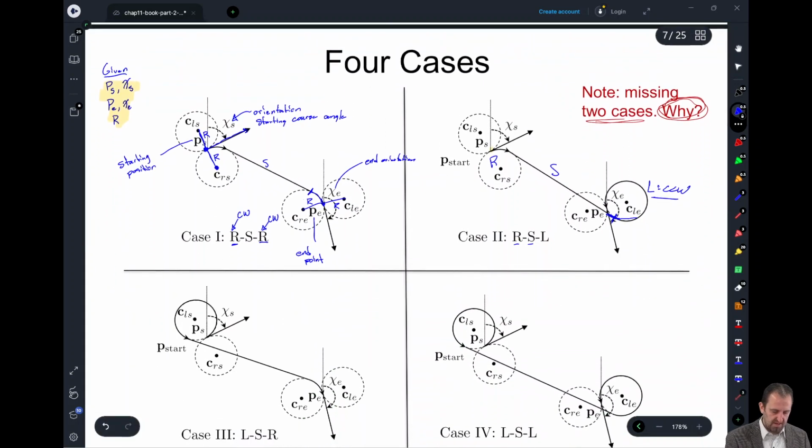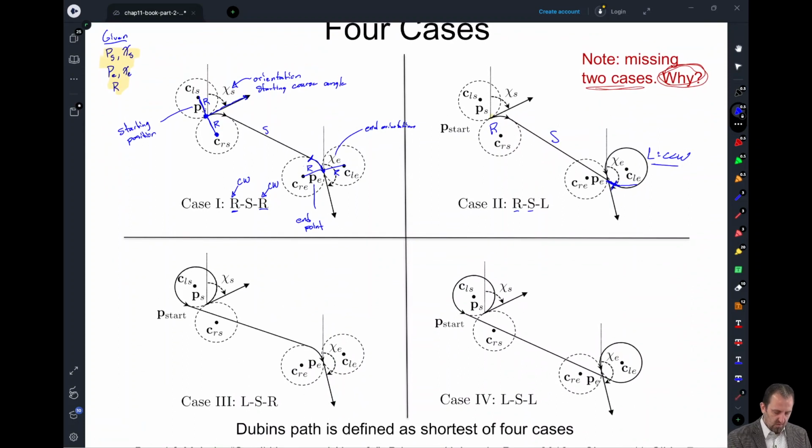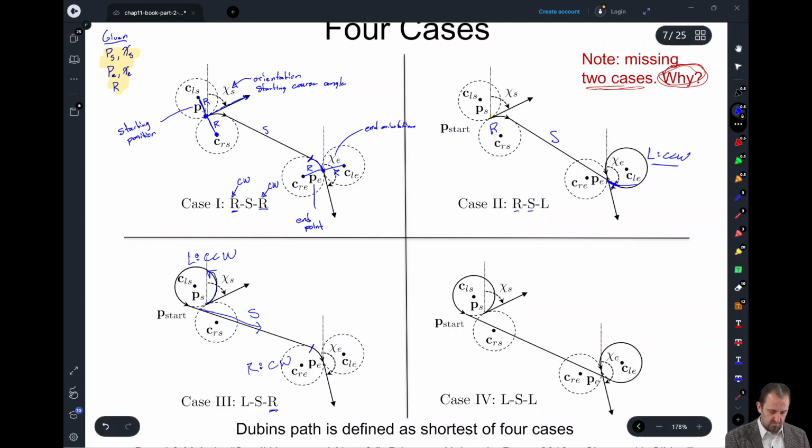Another possible path is case 3, where instead of starting with the right circle, we start with left, where we're moving counterclockwise. Then we hit the straight line where the vehicle is moving straight. Then at some point, since it's R, we switch to executing the right circle, which is, again, clockwise. And finally, we have our left, straight, left. So we start off left, counterclockwise, we go straight, and then we end on the left, which is counterclockwise.